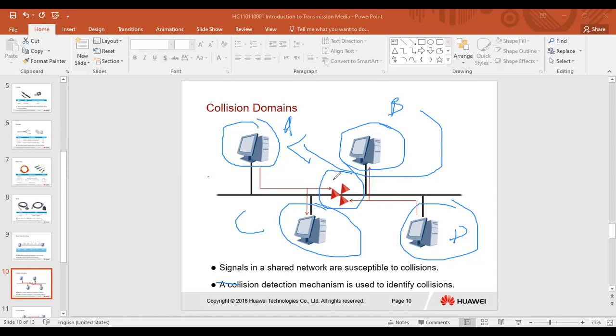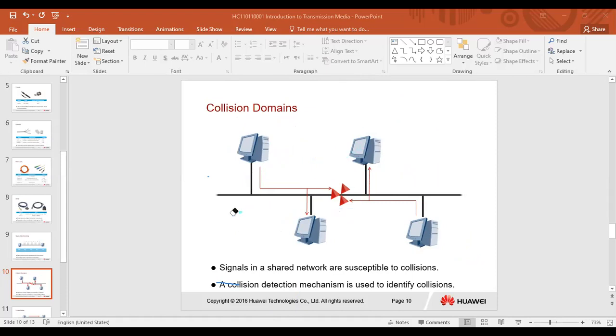To control this collision, we use different techniques like Carrier Sense Multiple Access with Collision Detection and Carrier Sense Multiple Access with Collision Avoidance. How? I will draw. One technique is called Carrier Sense Multiple Access with Collision Detection. In this technique, to avoid the collision, suppose A will send a carrier to sense the medium. If the medium is busy, it will not send data. First it will sense the medium. After that, if the medium is free, then A will send the data.